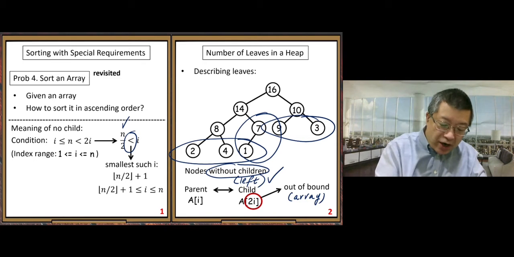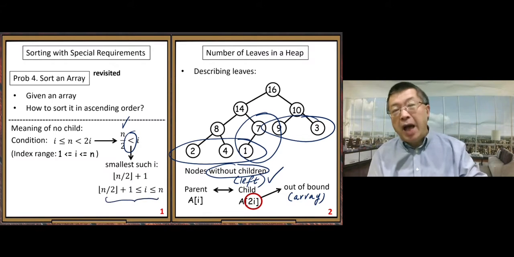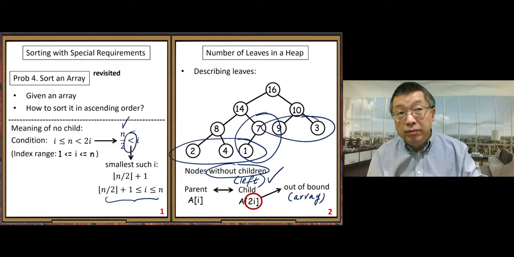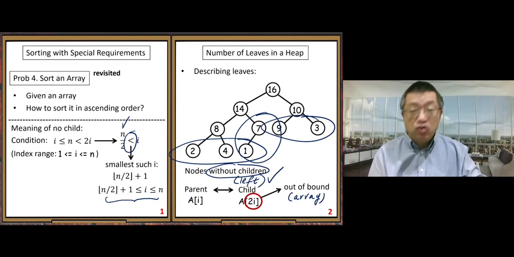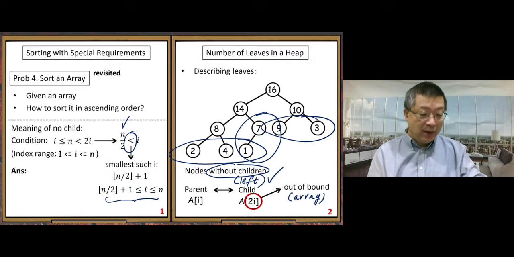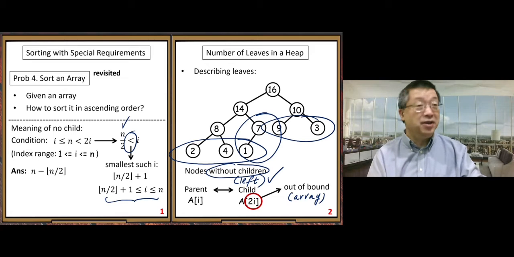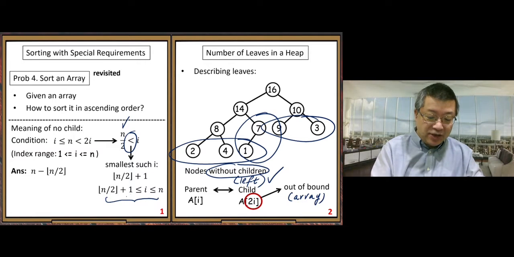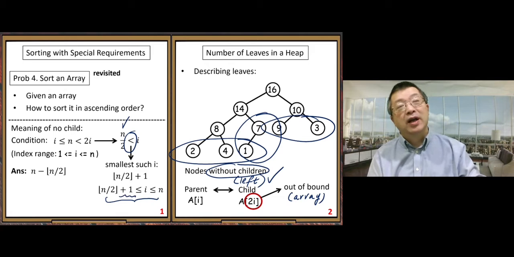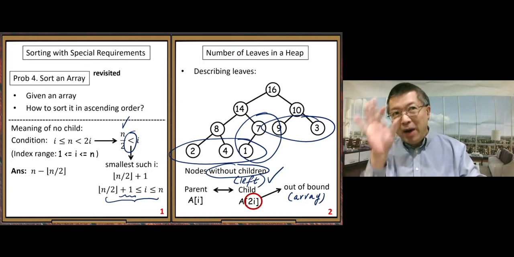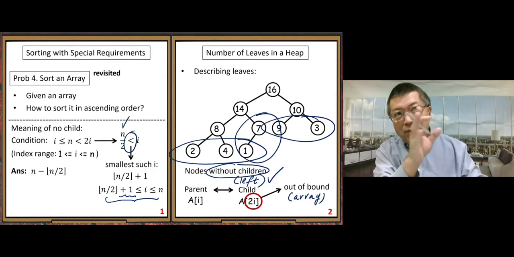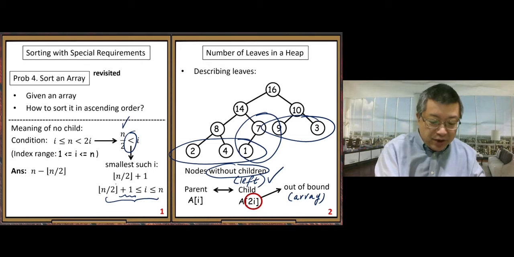So the range here is clear. If we count the number of indices in this range, how many? The answer is n minus floor function n over 2. N minus, okay? Because this plus 1 is included in I. So when we minus, we need to minus the number before it.